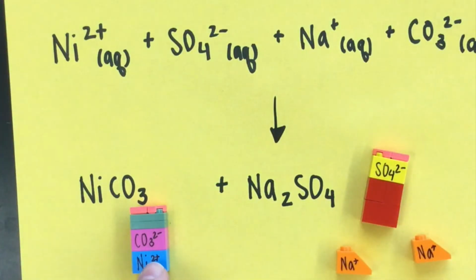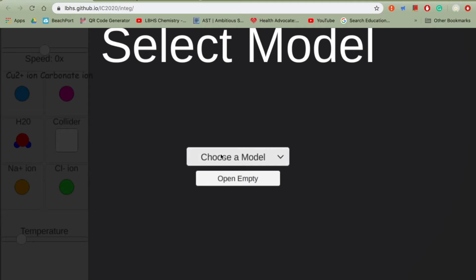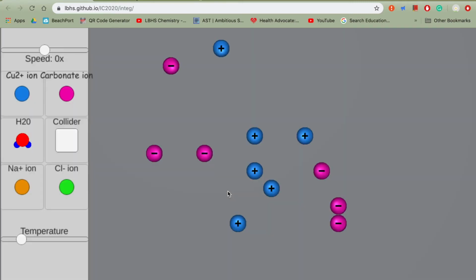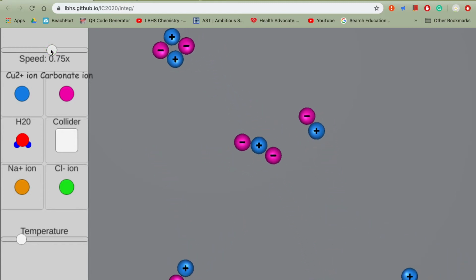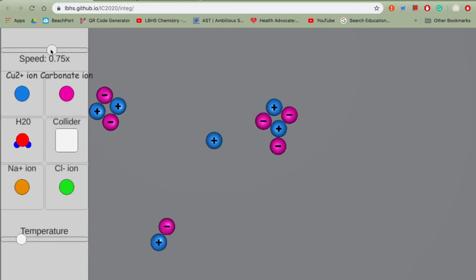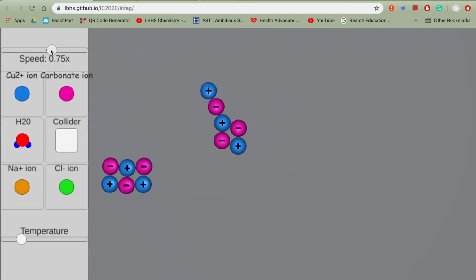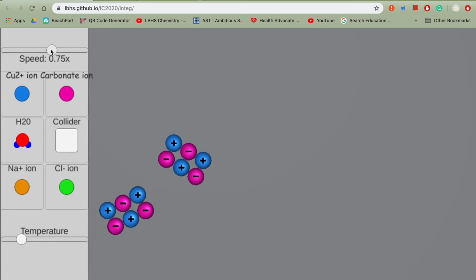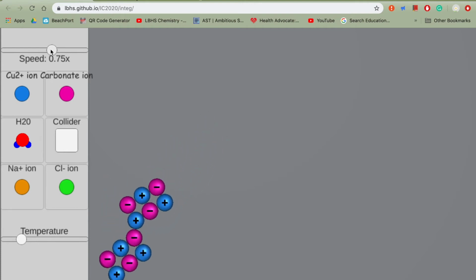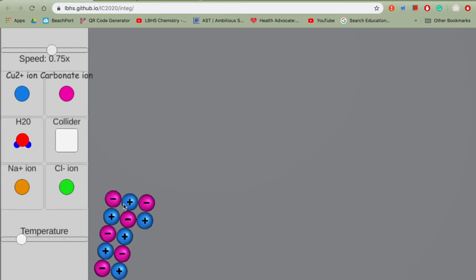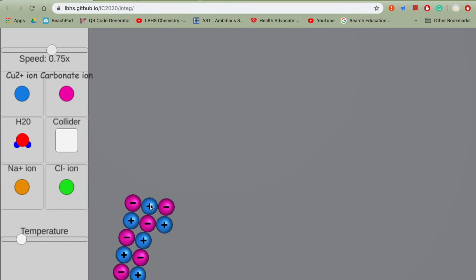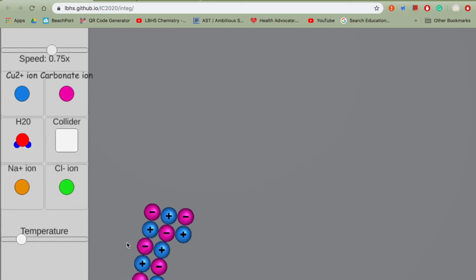So let's look at an insoluble salt on IC 2020. The reaction that we did created an insoluble salt. So here are the ions of the insoluble salt, and if I start them, they will all find a way to each other, making a lattice. This lattice is something you can see with your eyeballs. When you can see a salt with your eyeballs, that means there are many, many pluses and minuses all attracted to each other, all stuck together.